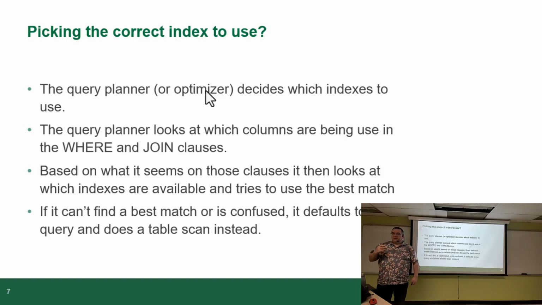So it's the query planner that decides which index is going to get used. You type in your SQL and you hit run, or you put your SQL in your application code and execute the SQL statement to the database. The query planner receives the query and asks, how can I retrieve this data for the person? It looks at the columns that are being used in the where and in the join clauses. Based on what it sees in those clauses, it looks at which indexes are available and tries to use the best match.